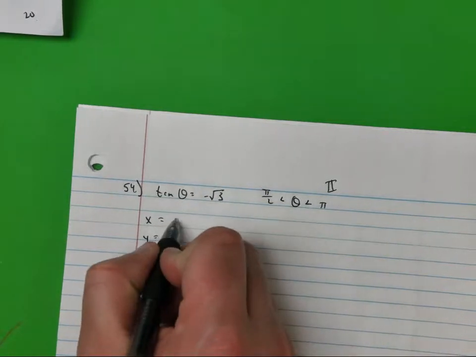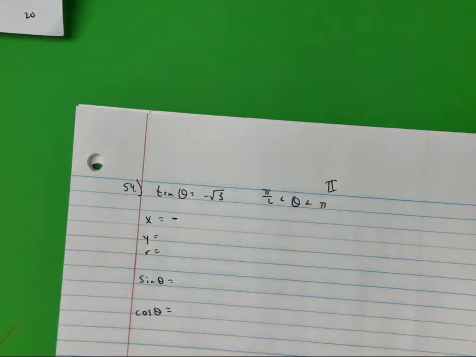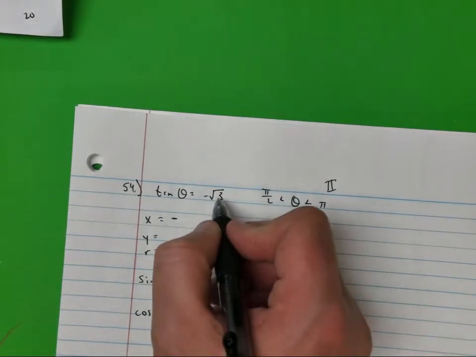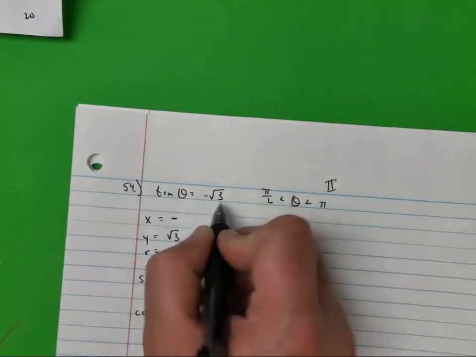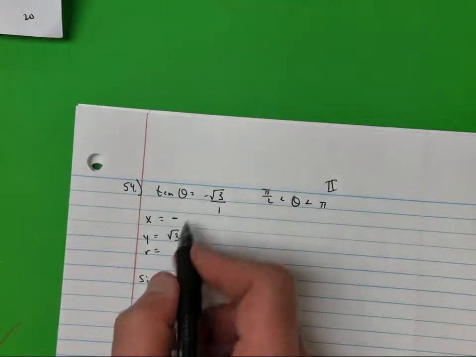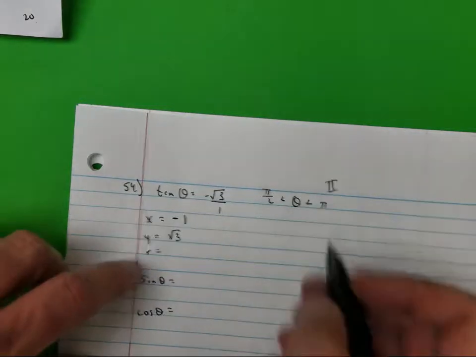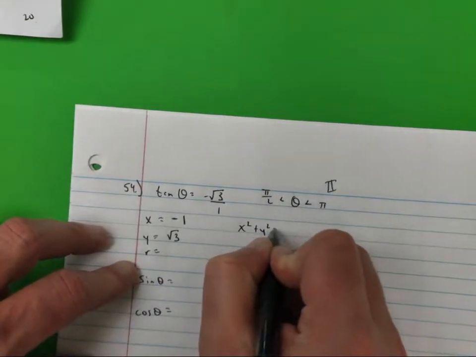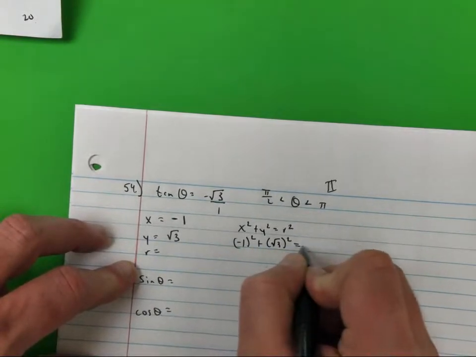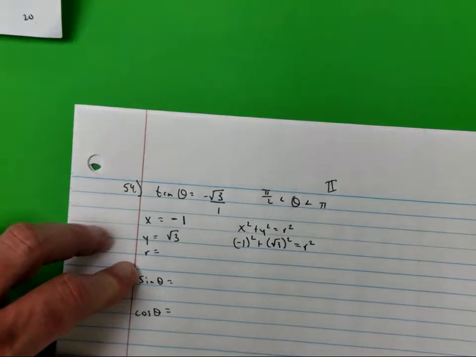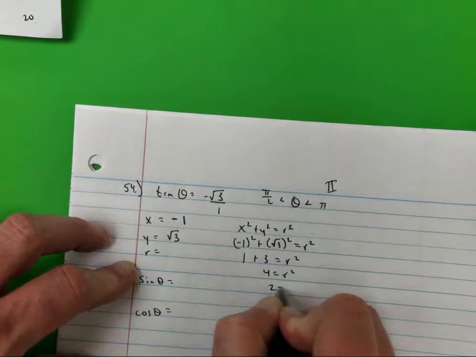In quad 2, your x is negative, your y is positive, your r is always positive. Your tangent is defined as y divided by x. So this is over 1. Square root of 3 is positive, your x is negative 1, because remember x is negative. Now I'm going to find my r. X squared plus y squared equals r squared. Negative 1 squared plus square root of 3 squared equals r squared. That gives me 1 plus 3 equals r squared. 4 equals r squared. 2 equals r.